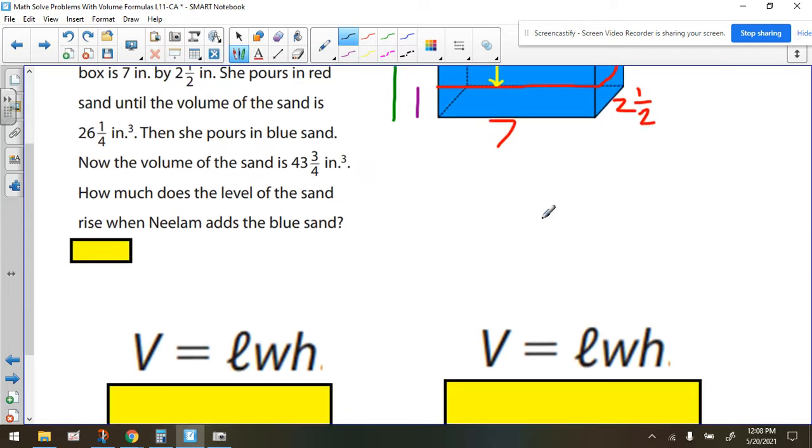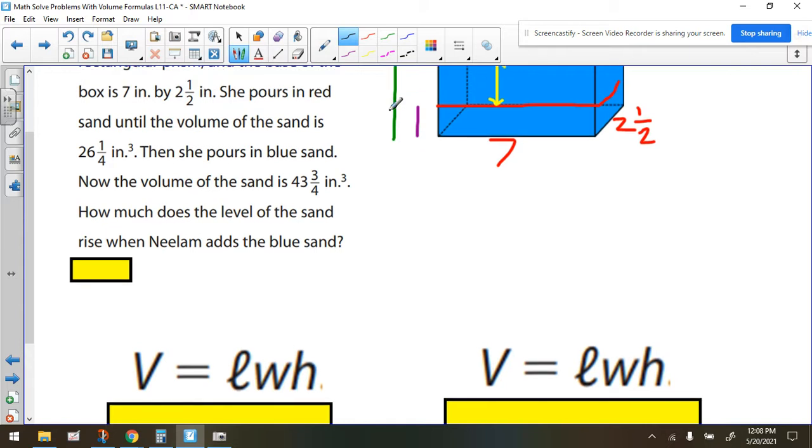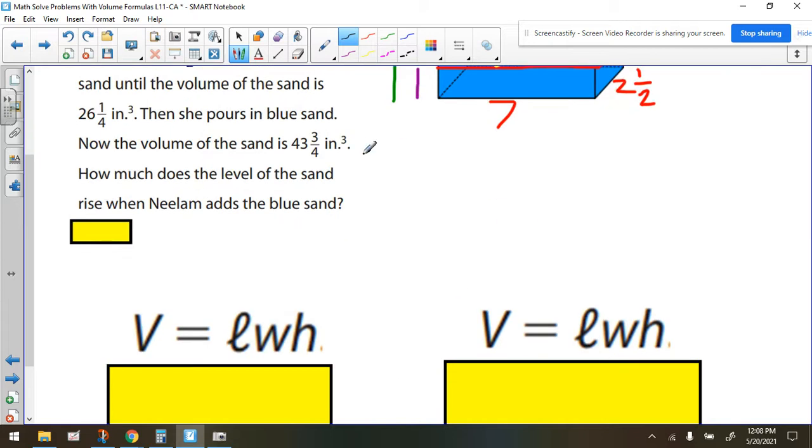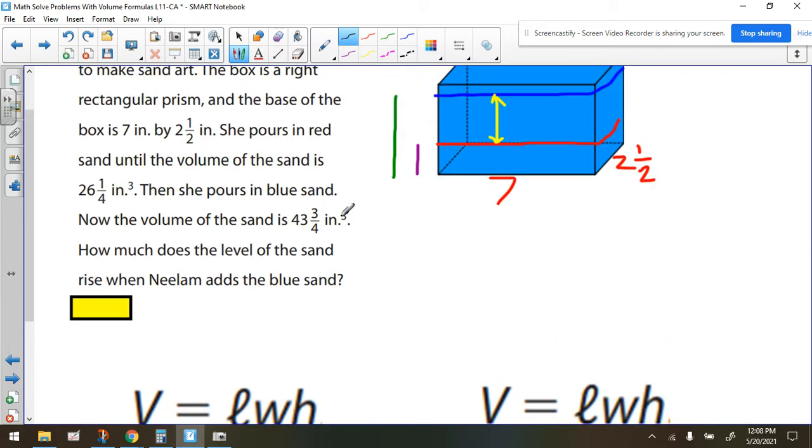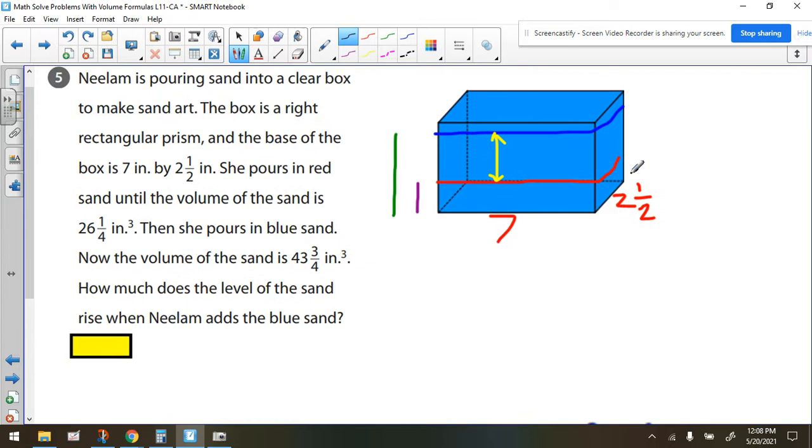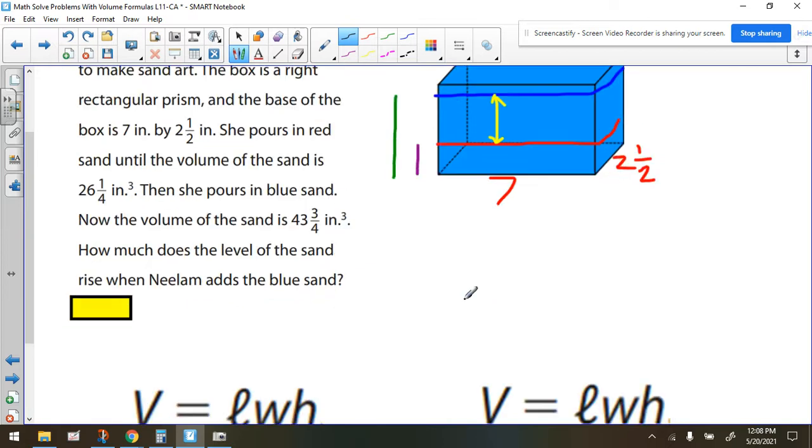All right, so we need to find the height, both the purple and the green height, by using the formula twice. So we have to pick one to start with. Let's say we're going to start with the red scenario, right? Then the base would be the 7 and the 2.5, and we know the volume because they tell us that, and then we have to figure out the height.